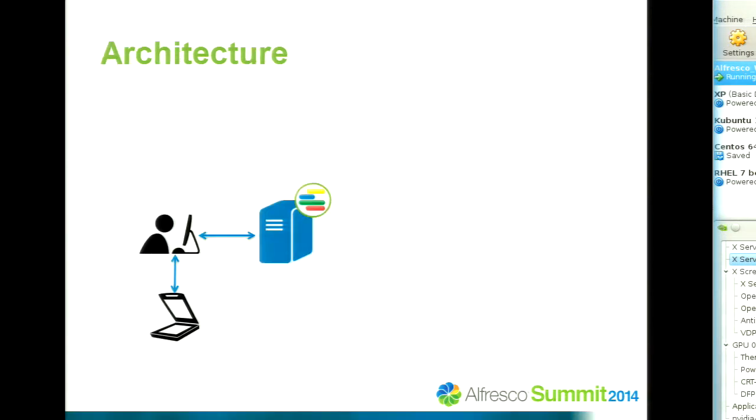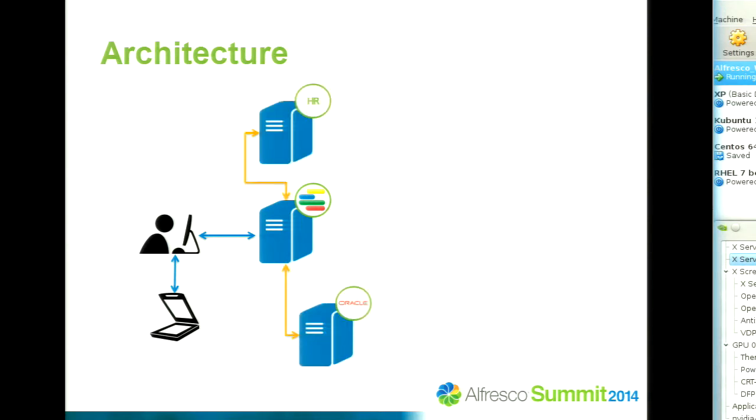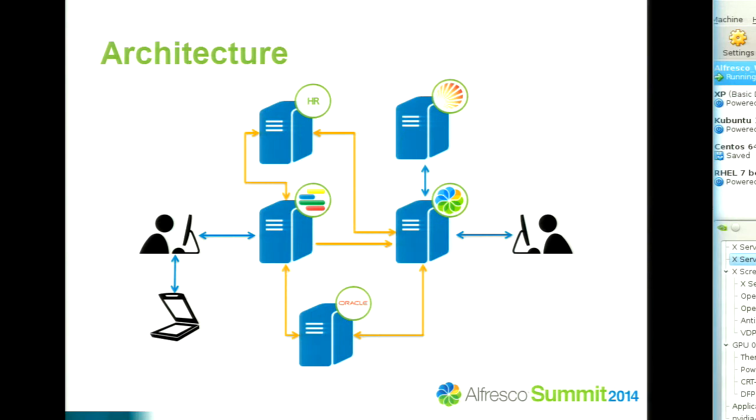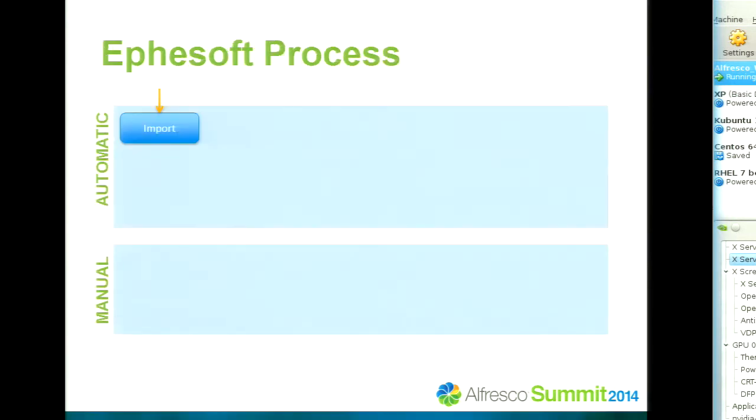So quick overview of the architecture. So users use Ephesoft to scan documents. Ephesoft is connected to the HR tool to get information from employees. Ephesoft exports documents to Alfresco, and Alfresco is as well synchronized with the HR tool to keep the repository compliant.